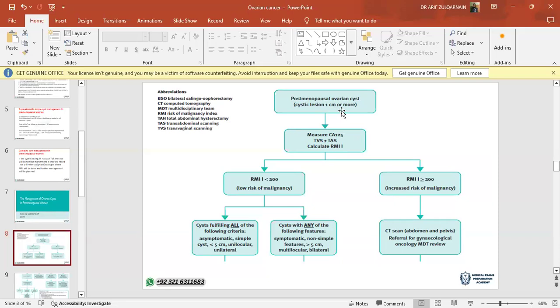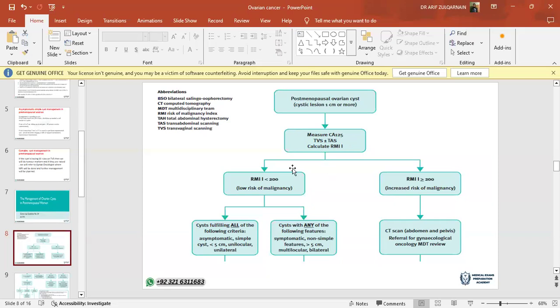If the size of the cystic lesion is 1 centimeter or more, we will measure CA-125. Along with this, we will do transvaginal ultrasound with or without transabdominal ultrasound, and we will calculate the RMI score as we have discussed above. The RMI score is calculated by multiplying the ultrasound score with the menopausal status, that is 3 in postmenopausal women, along with CA-125. Now the further management will depend on the RMI score.